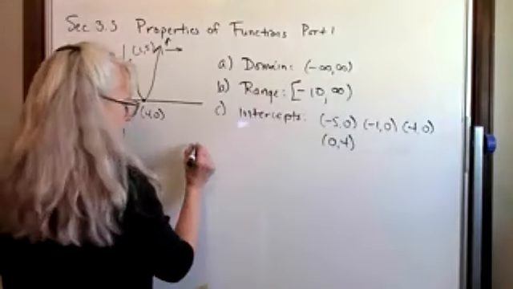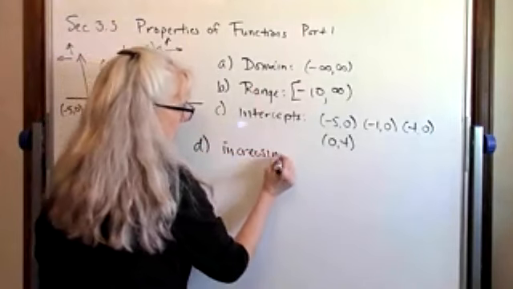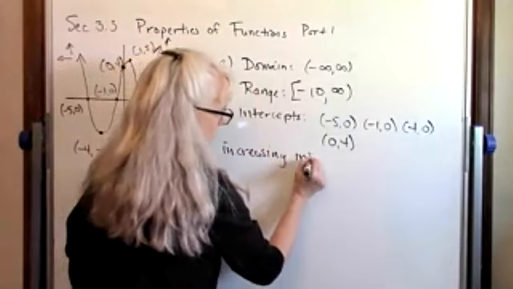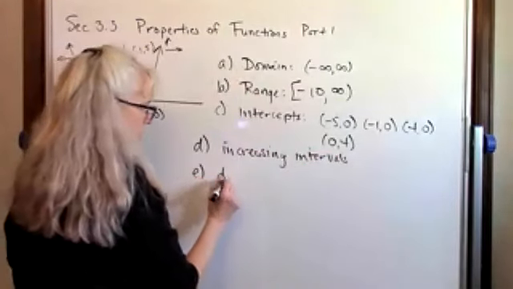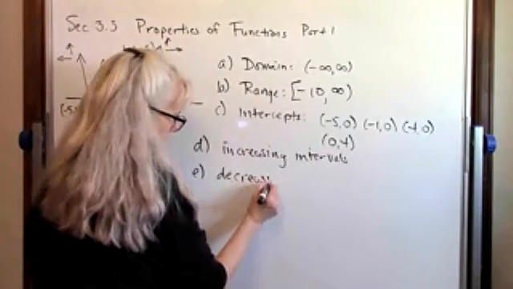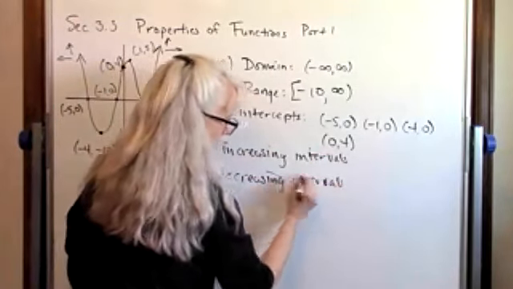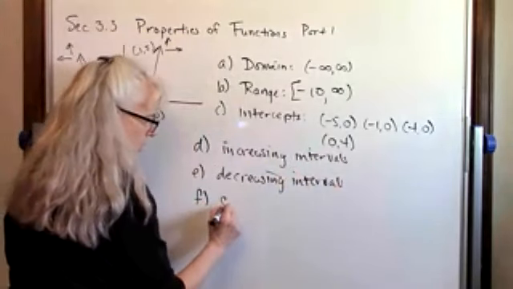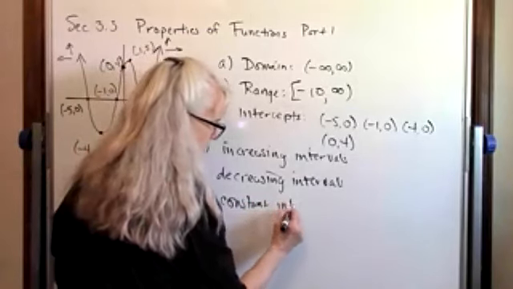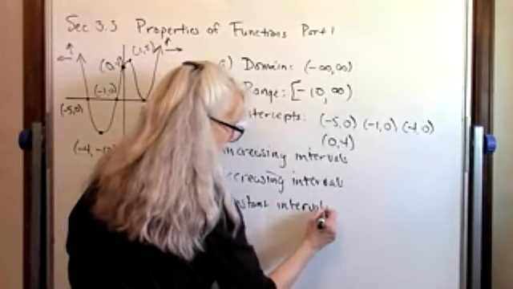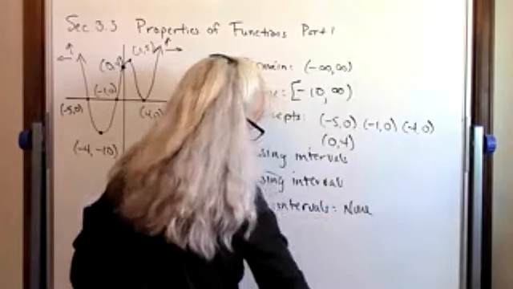Okay, now we come to the new stuff. So the new stuff is where is it increasing? So we're looking for the increasing intervals. We're also going to look for the decreasing intervals. And then we're going to look for where it's constant. Well, when I take a quick look at this picture, is it constant anywhere? Do you see any flat pieces to my picture as we move from left to right? I don't. So there are none, and I'm just going to say none right off the bat on that.